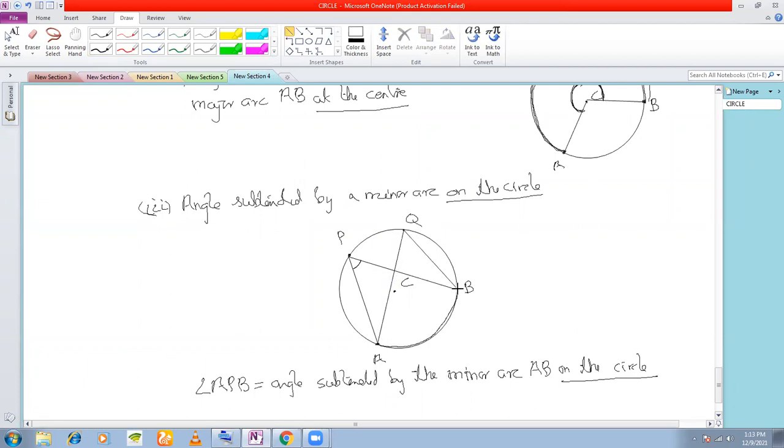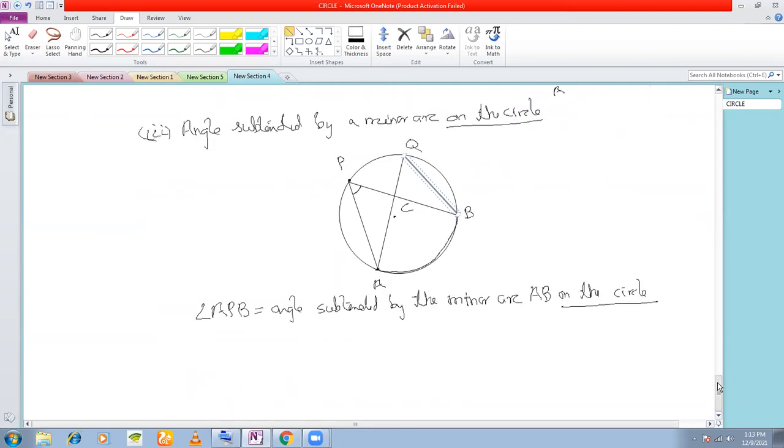You can take many points. But remember, you cannot take... Okay, I'll come to that later. But for the time being, just remember you can take any point on the circle, that is, any point on the major segment. Understood? You can take any point here, any point here, any point here, but not a point here. Understood?